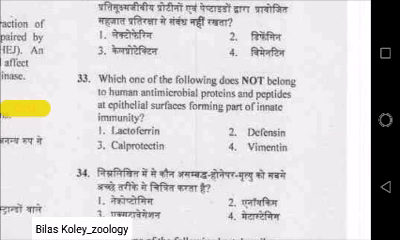Now we will discuss question number 33. Which one of the following doesn't belong to human anatomical proteins and peptides at epithelial surface forming part of innate immunity? And the options are lactoferrin, defensin, calprotectin and vimentin. In this question, the right option is option number 4.